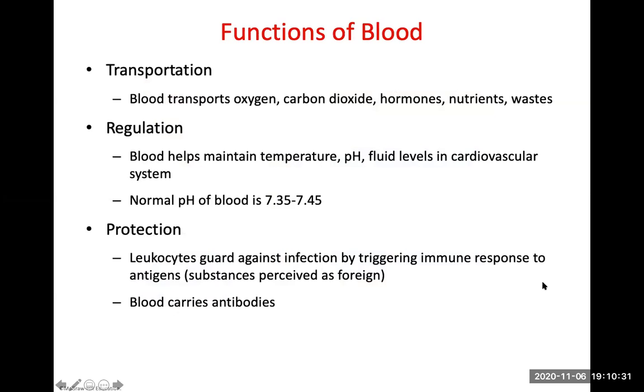So your functions of blood are transportation. The big thing that blood transports are your oxygen, carbon dioxide, your hormones, your nutrients, other cellular wastes. Blood helps to regulate body temperature, pH levels, fluid levels in your cardiovascular system. And it's important to note that normal blood pH is around 7.4, with the range being a little higher and lower than that.